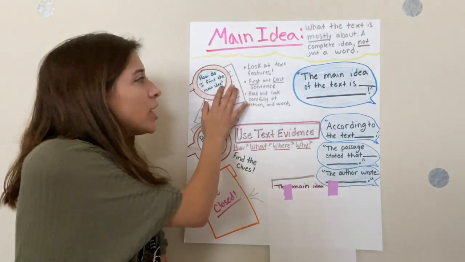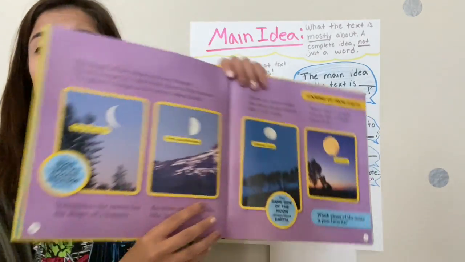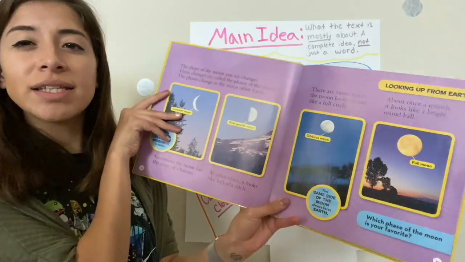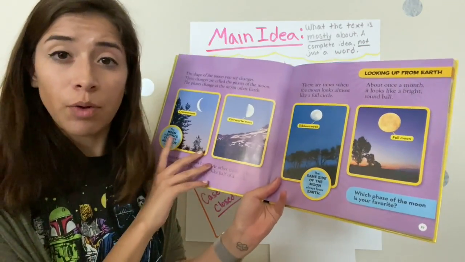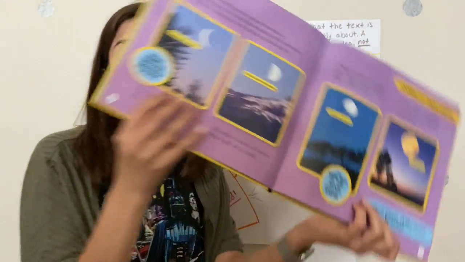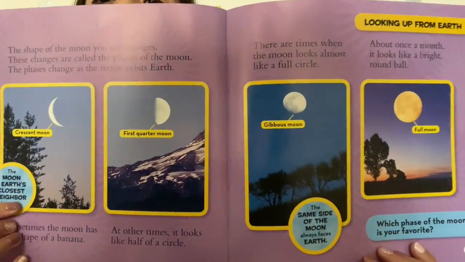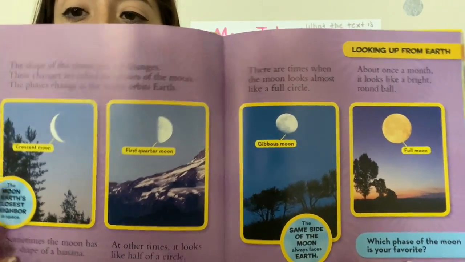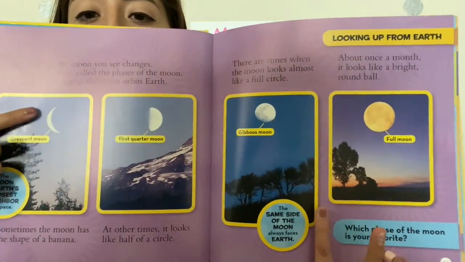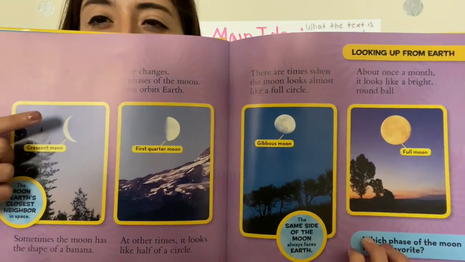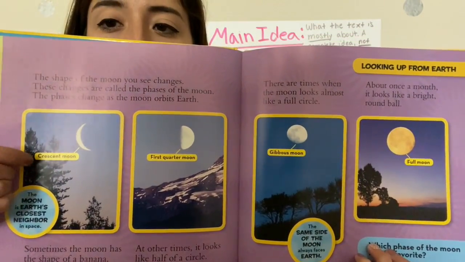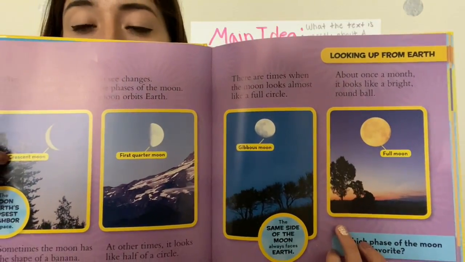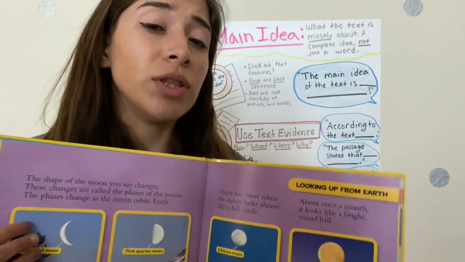So first things first, let's find our main idea. I picked a very tricky page because there is no heading here. It's not gonna tell us what the page is about. Let's look at our text features first and see what we can get, taking a sneak peek of our nonfiction. So here we go. I'm gonna scoot back, there we go. All right, so I already see 4 things that pop out to me automatically. I see photographs, 1, 2, 3, and 4. And these are photographs of what looks like to be the moon. And they have labels with bolded words. Crescent moon, first quarter moon, gibbous moon, and full moon. So that's already giving me a big clue what this page is about.